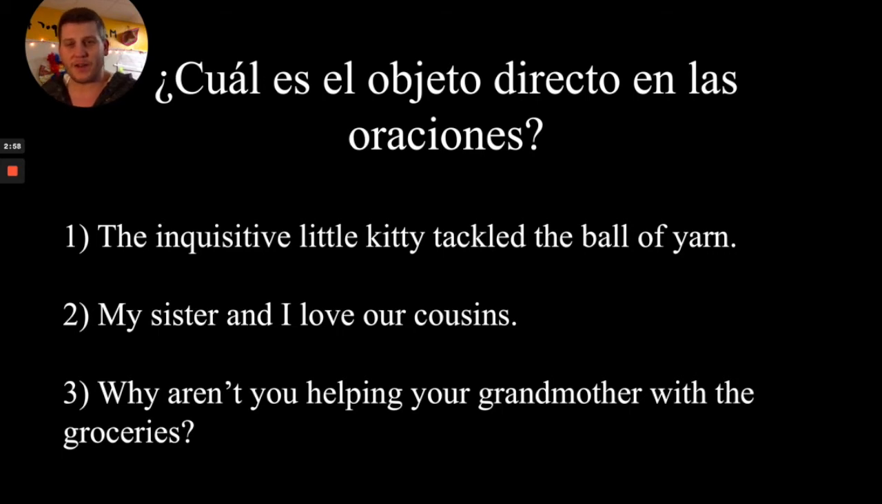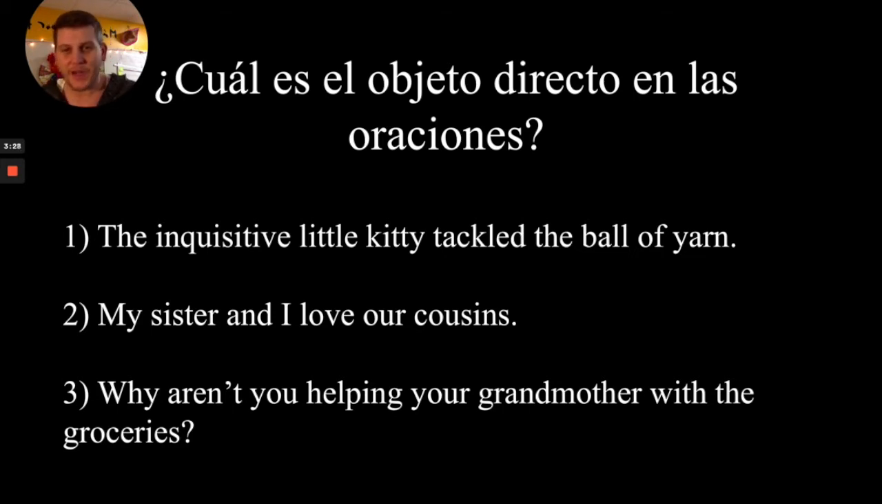So let's take a moment to see if you are grasping this. Number one, I want you to tell me what is the direct object in these sentences. So number one, the inquisitive little kitty tackled the ball of yarn. So first of all, what is the subject? Who is doing the action here? Who is doing the tackling? Hopefully you figured out that it is the kitty, the inquisitive little kitty. And then the kitty tackled what? The ball of yarn. So that's your direct object.